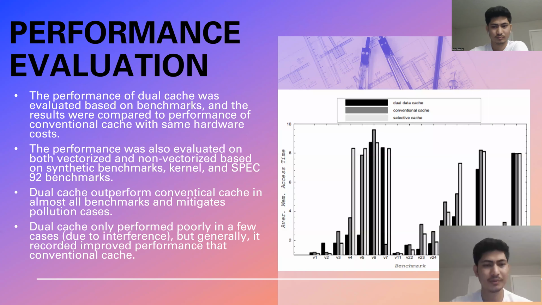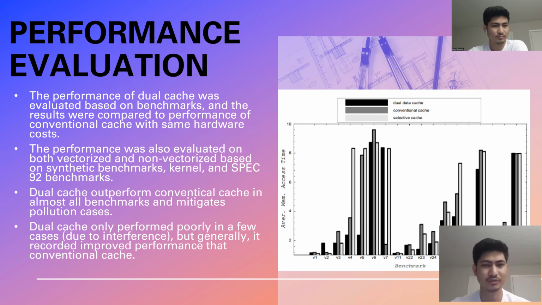My name is Raj Shrestha, and I have worked on slides 8 and 9, which are performance evaluations and conclusions. Talking about the performance evaluations, the performance of dual data cache is normally measured in terms of a quantity also called the hit ratio.